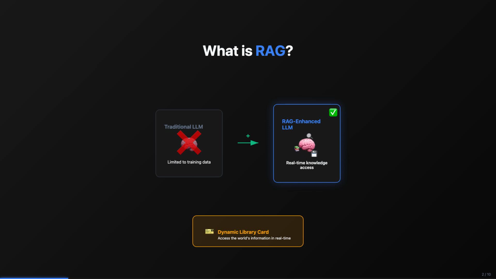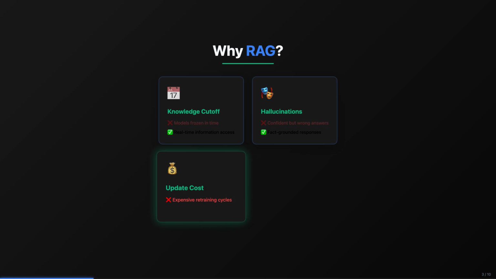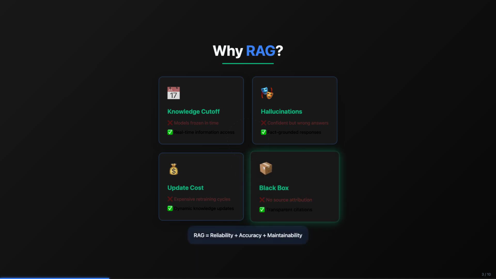Now, you might wonder why we need this approach when we already have powerful language models. The answer lies in the limitations of traditional language models. While powerful, they can only access information from their training data, which becomes outdated quickly. They often hallucinate facts when uncertain, and updating their knowledge requires expensive retraining. RAG elegantly solves these problems by providing real-time access to current information, reducing hallucinations through factual grounding, and enabling easy knowledge updates without retraining. This makes AI systems more reliable, accurate, and maintainable.